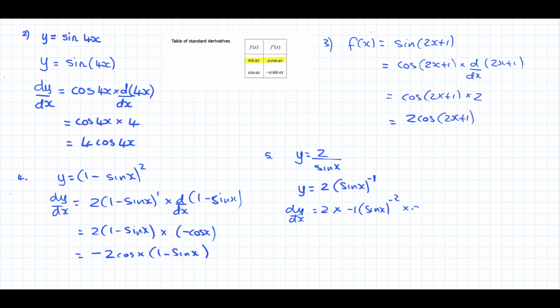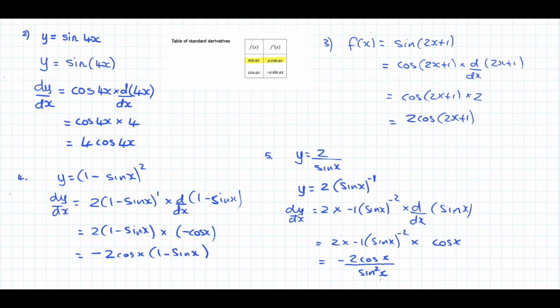And then let's turn our attention to what's inside the bracket, differentiate sine x. So that would be 2 times negative 1 times sine x to the minus 2, differentiate sine x and we get cos x. So we have then negative 2 cos x on the top line, all over, now this is sine x to the minus 2, so that would be sine x to the power 2, all over sine squared x.